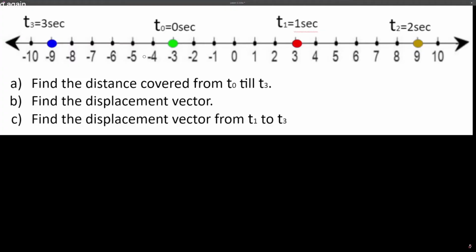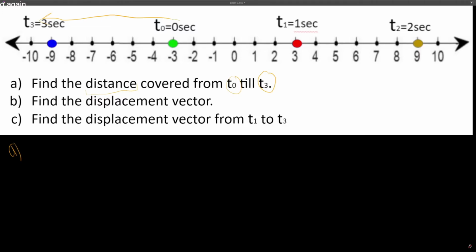Now, as we can see here, we have a number line with 4 different points. Point t equals 0, where it's at negative 3. Point t1, which is equal to 3. t2, which is equal to 9. And t3, which is equal to negative 9. Now, if we were to solve question A, which asks for the distance covered from t0 all the way till t3, solving it like this is wrong. This is the displacement. We need the entire distance, so it should follow the entire length of the path.